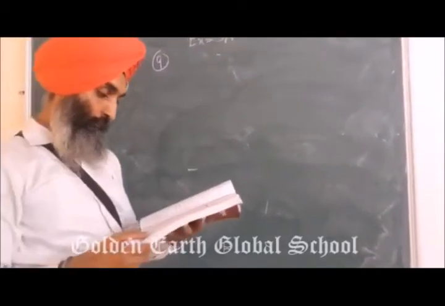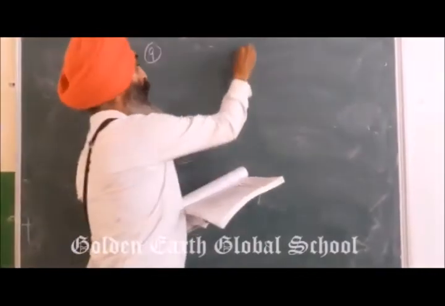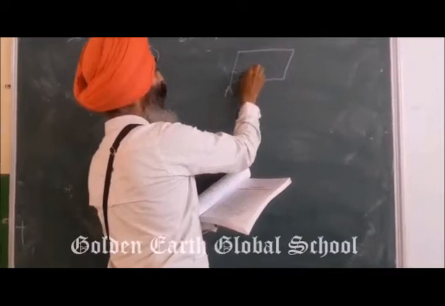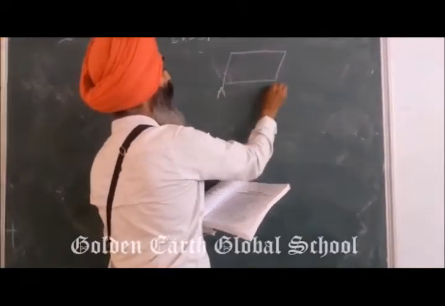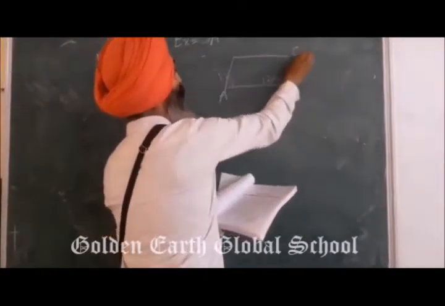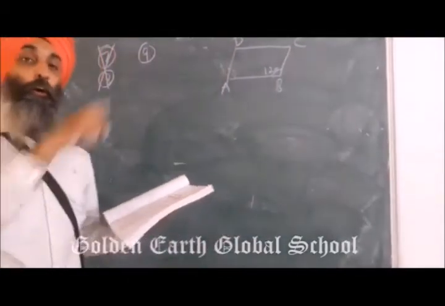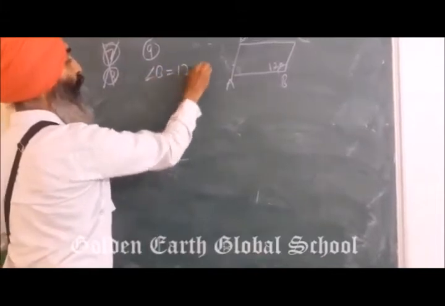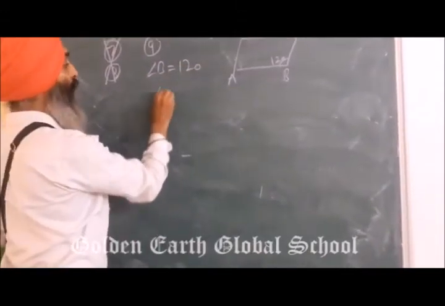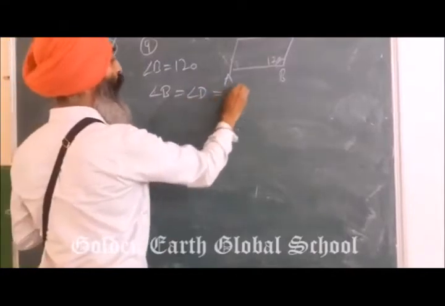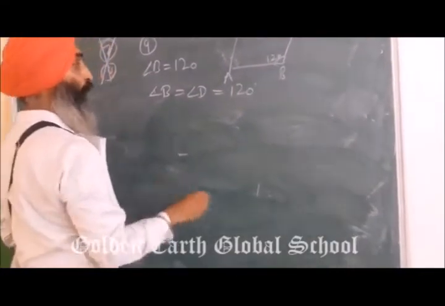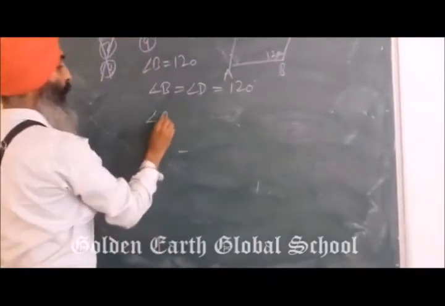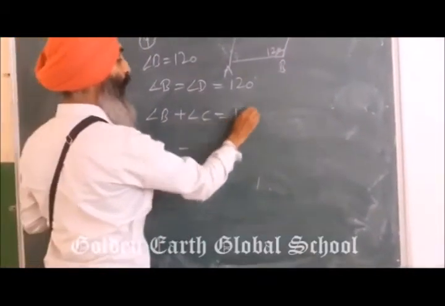In the ninth question, ABCD is a parallelogram and one angle is given. Suppose this angle is given as 120. Let's take this angle as 120. One angle is given and we have to find all the angles. Angle B is given as 120. We know that in a parallelogram opposite angles are equal, so D would also be 120, and we know that the sum of adjacent angles, it means angle B plus angle C, is 180.